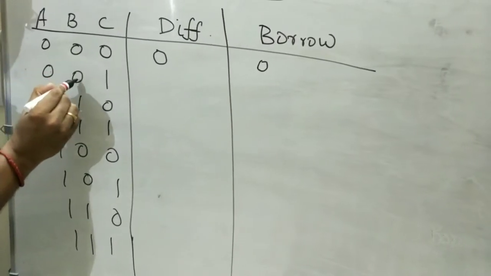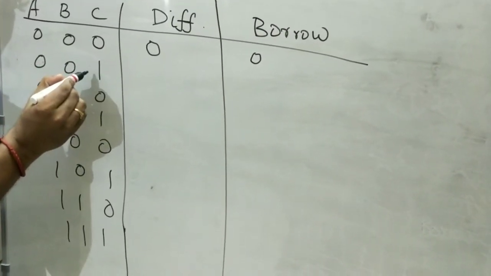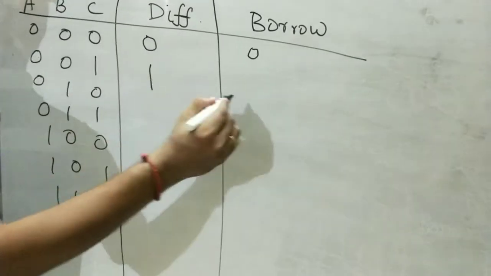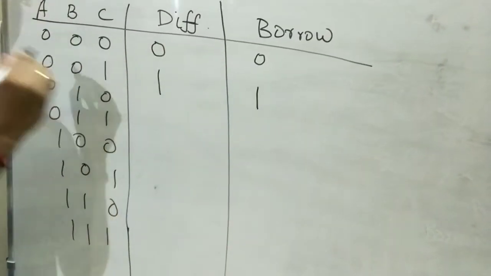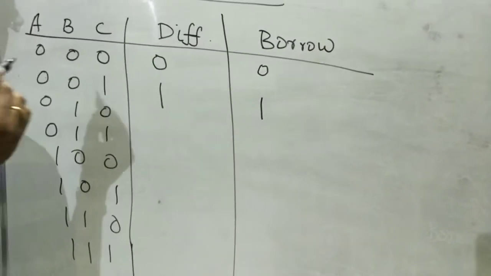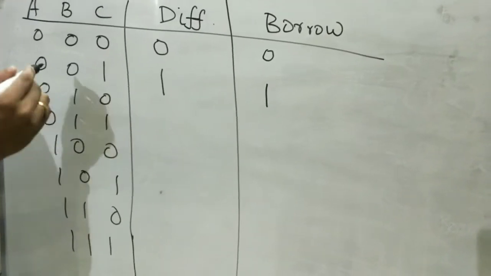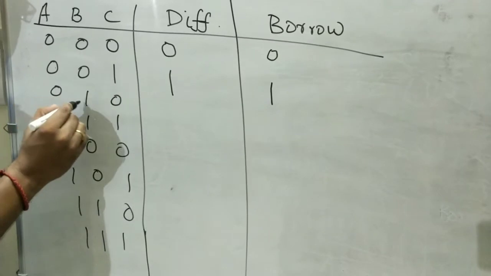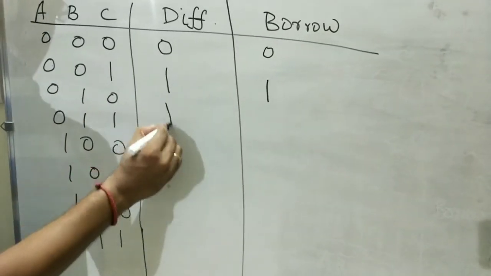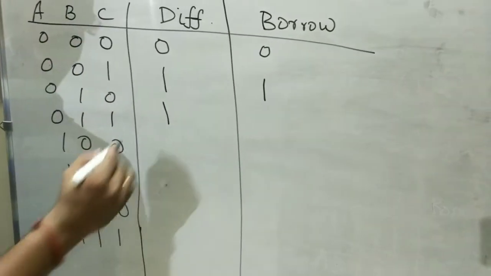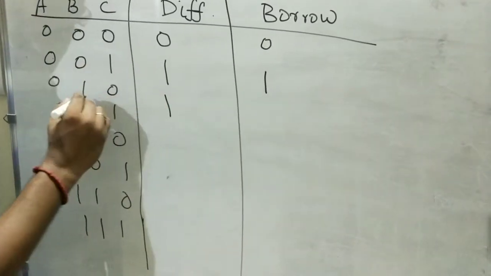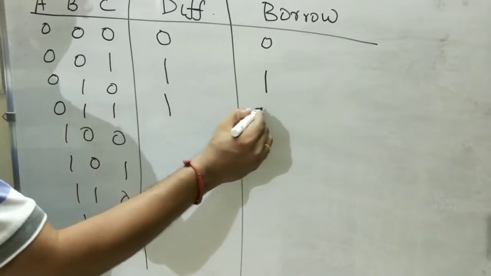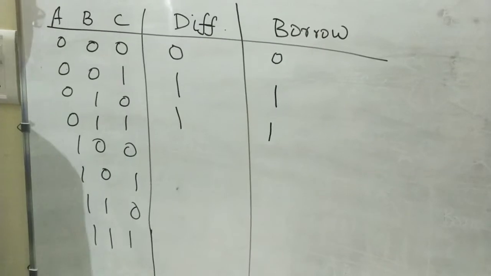0 minus 0 is 0. But 0 minus 1 will give a difference 1 as well as borrow 1, because we cannot subtract 1 from 0. So difference is 1, borrow is 1. Here also 0 minus 1 is 1 and then 1 minus 0 is 1. So we are taking a borrow, so obviously you will be getting the borrow 1.